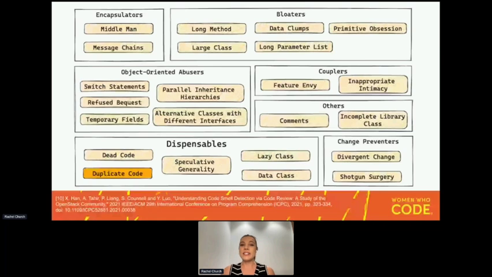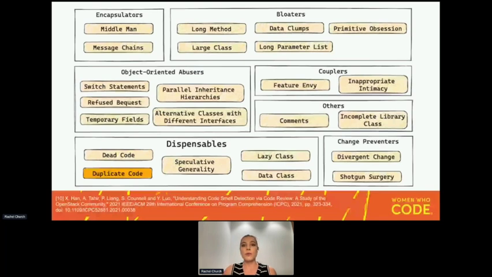So something cool about modern IDEs and static analysis tools is they can sometimes detect duplicate code. This smell is easier than a lot of the other ones to recognize, and it's relatively straightforward to address because it's in this category called dispensables. And this category is code smells pertaining to something unnecessary that can just be removed from the code.